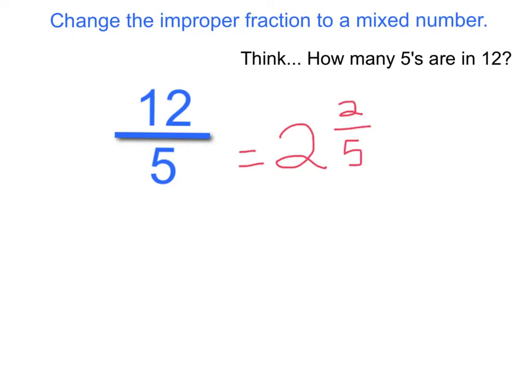You can check it by switching this back to an improper fraction. 5 times 2 is 10, plus 2 more is 12 fifths. It matches. Therefore, 12 fifths equals 2 and 2 fifths. Let's try some.